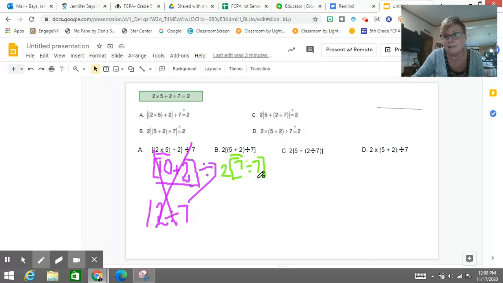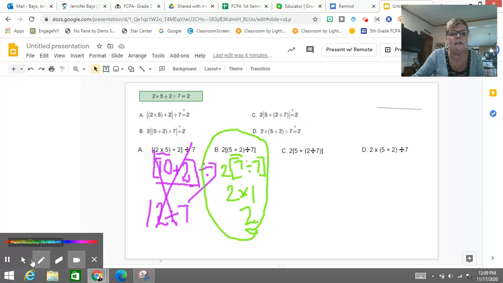That's my next step, because that's a bracket or a parenthesis, the same thing. 7 divided by 7 is 1. And that 2 is just squished up there. Remember I told you to make it simpler and easier to read. Sometimes if a number's just squished up against the parentheses or the variable, it means multiply. So I know this means 2 times 1. 2 times 1 is 2. So we found our answer. We know it's this one.